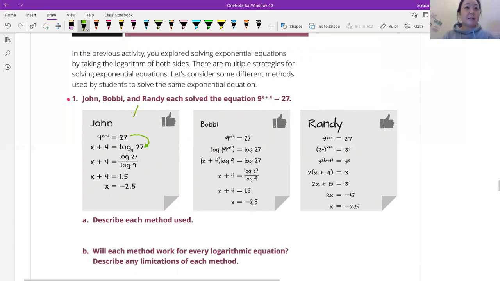And if you notice, what is John doing? Not change of base, haha, convert to log form. So here's 9 to the x plus 4 is equal to 27. So this is literally converting to log form. And then what do we do from there? What did John do? Right, change of base.